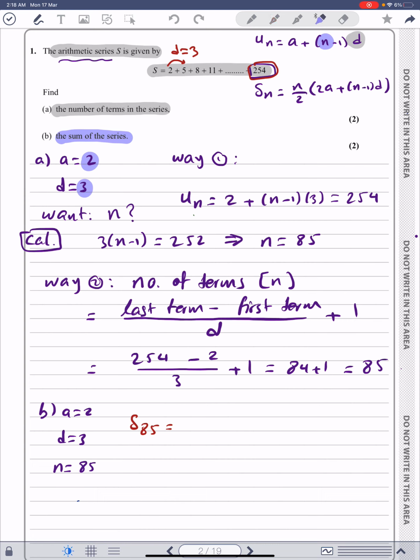So only replacing a, d, and n in this formula, getting 85 divided by 2 times 2 which is 4, plus an 85, which is n minus 4 times d, which is 3. Using the calculator, getting that the sum of this 85 terms is 10,880.